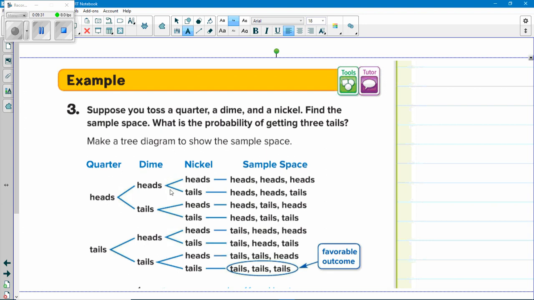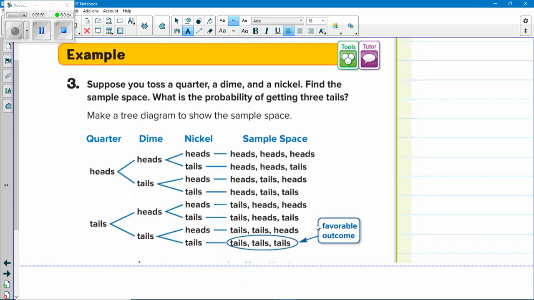And then the nickel, you get heads, heads, heads, heads, heads, tails, heads, tails, heads, heads, tails, tails, tails, heads, heads, tails, heads, tails, tails, tails, heads, tails, tails, tails. Now, how many things can happen here? 1, 2, 3, 4, 5, 6, 7, 8.